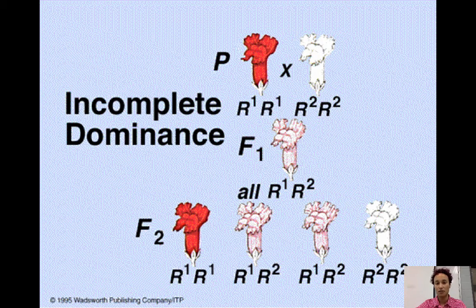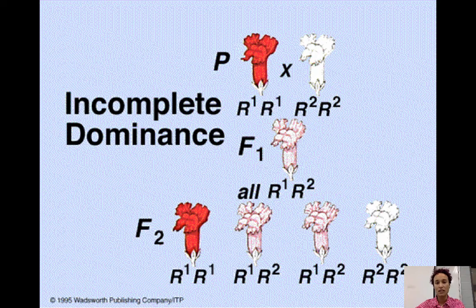I want you to pay attention because there's a little bit of a difference when it comes to how we do notation in incomplete dominance and codominance. This is one way you can do it, in which you're going to have two capital letters. Notice that they're both R, because we're still talking about the same trait. Since we're talking about the color of the flower, we need to make sure the letter's the same so that we're talking about that one trait.